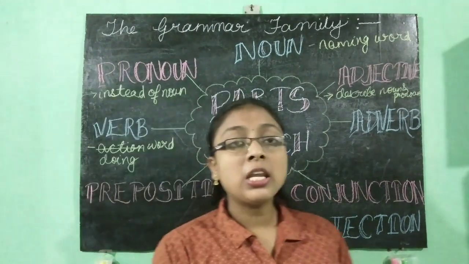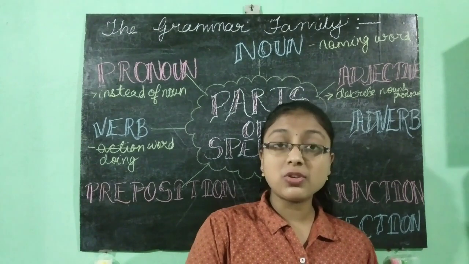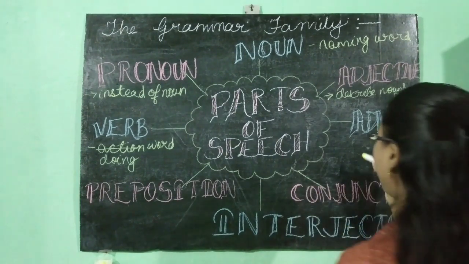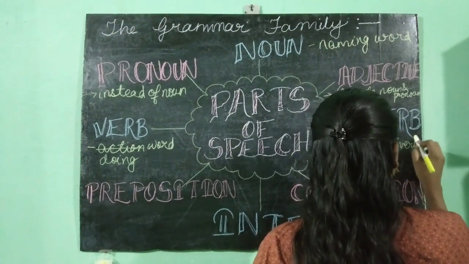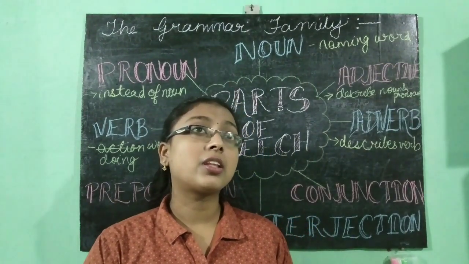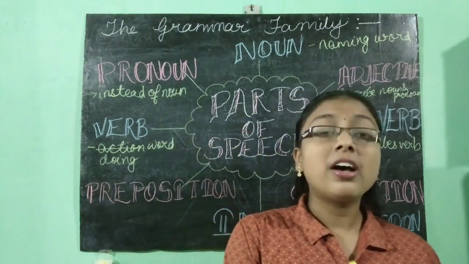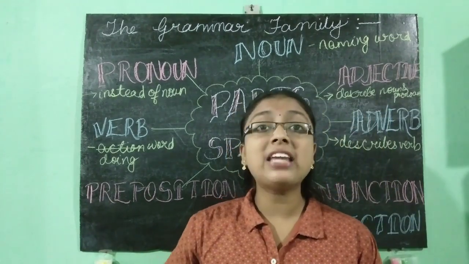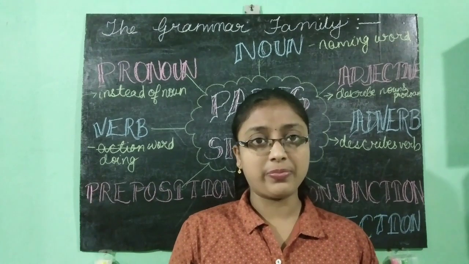Next, adverb. Now, adverb describes the verb. Not only verb, it also sometimes describes the adjectives or another adverb. So, adverb is the word that describes the verb. For example, he is writing slowly. So here you know that writing is the verb, whereas slowly is the adverb. That means adverb is showing how that action is being performed. He is writing slowly. So how is he writing? He is writing slowly.